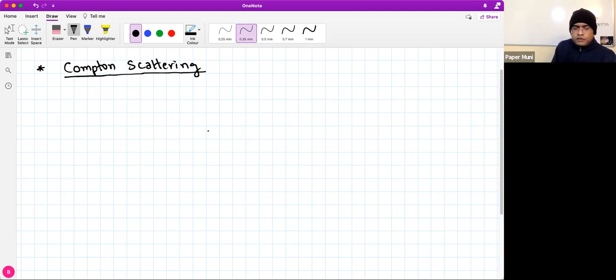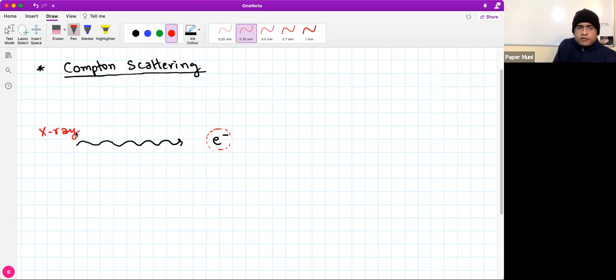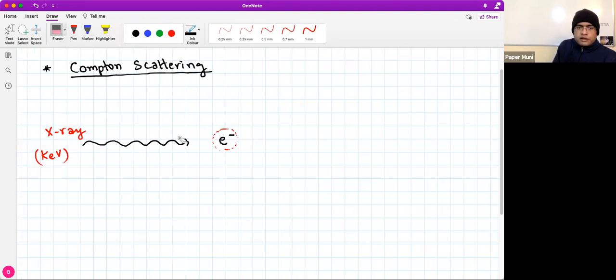Let's see. So we have an electron here, which is sitting here as a target. You have a target and the electrons are there. And then we have a ray, which in this case is X-ray. Now the X-ray's energy, we know, is in the range of kiloelectron volts. Now this hits the electron.